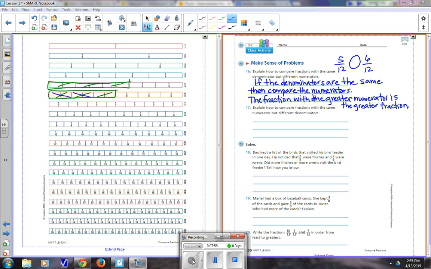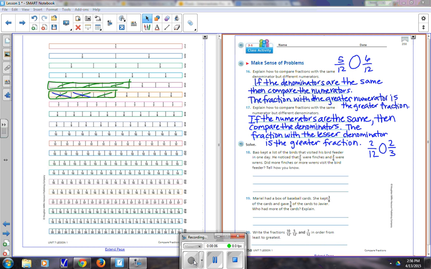The next thing we're going to do is explain how to compare fractions with the same numerator but different denominators. So if you have, for example, 2/12ths and 2/3, numerators are the same, you're going to then compare the denominators. So you're going to look at your bottom denominators. The fraction with the lesser denominator is the greater fraction. Remember, the less pieces, the bigger piece of pizza.